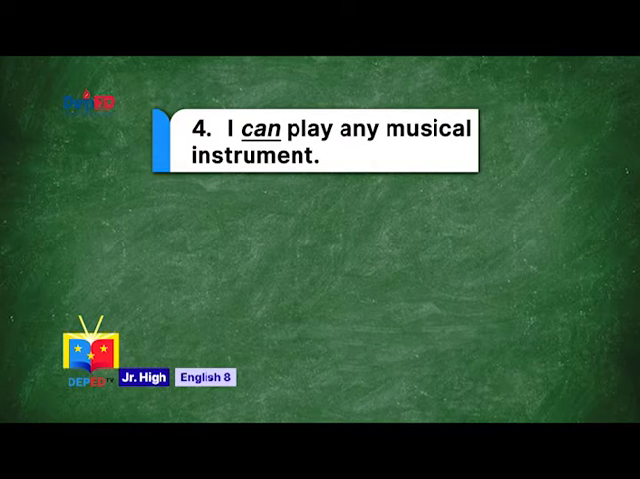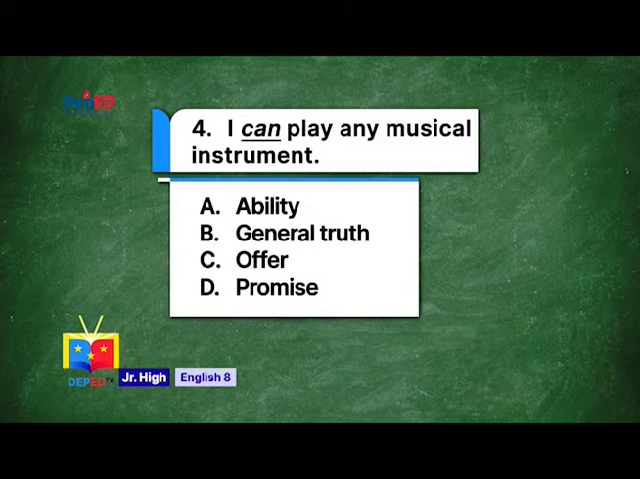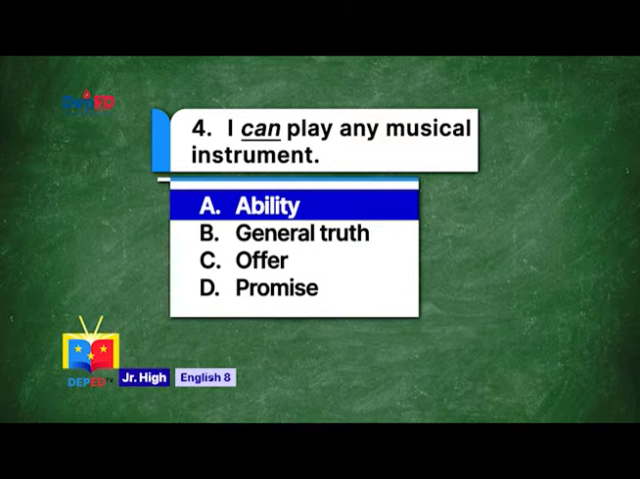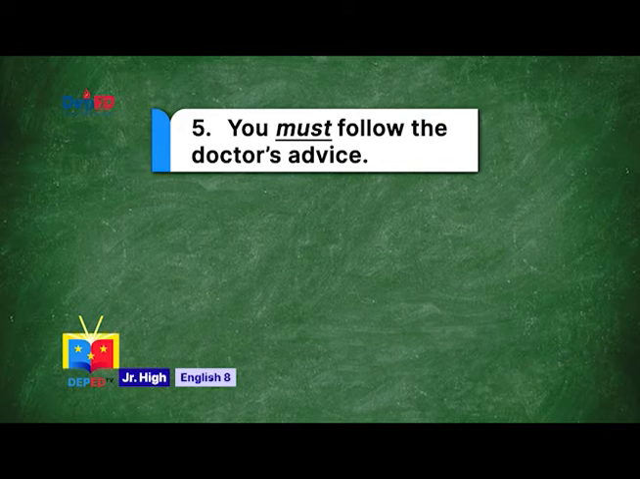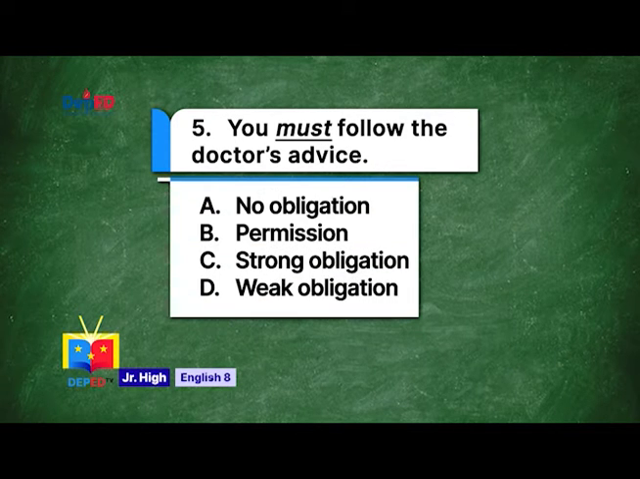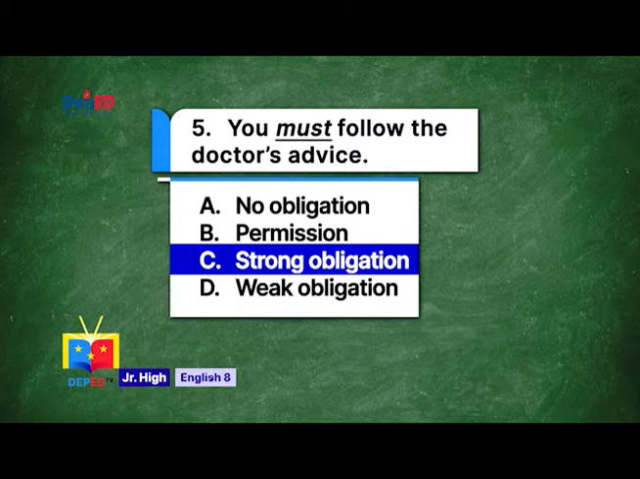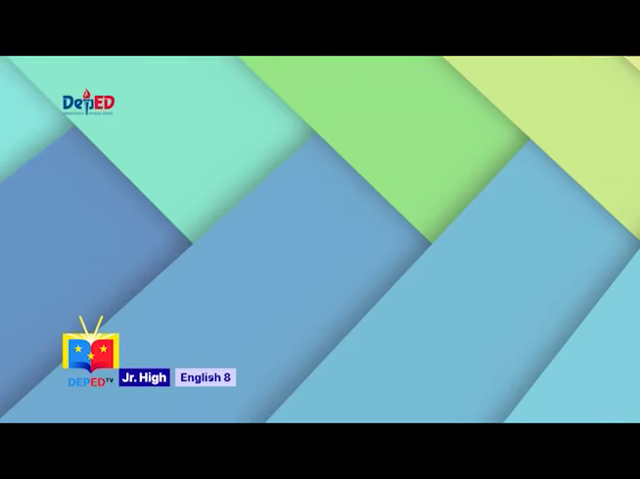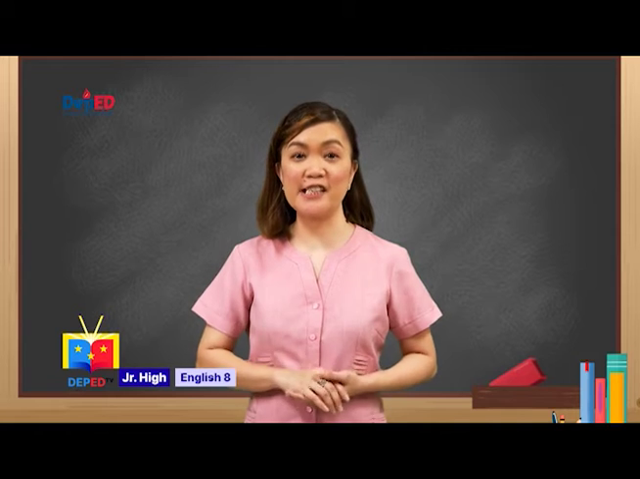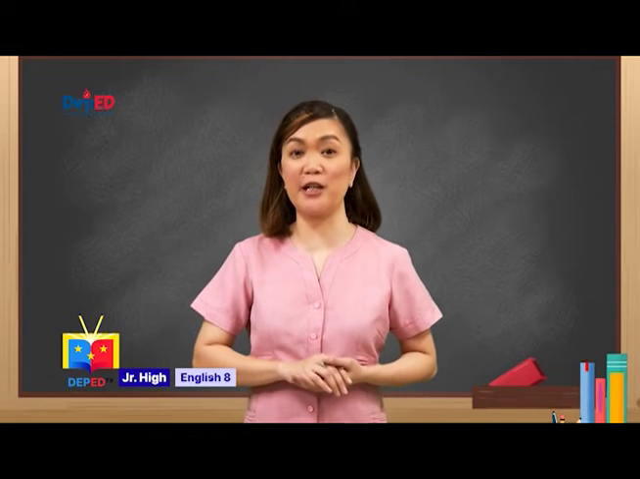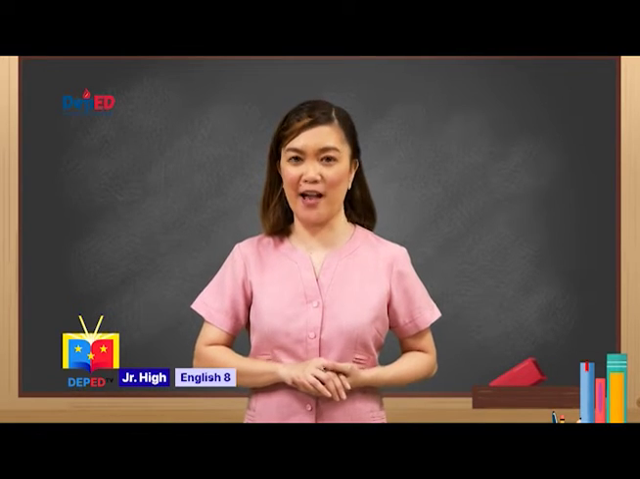Number 4. I can play any musical instrument. The correct answer is letter A, ability. And number 5. You must follow the doctor's advice. The correct answer is letter C, strong obligation. This time, you will listen to a short conversation in activity number 2 and be ready to answer the questions that follow.